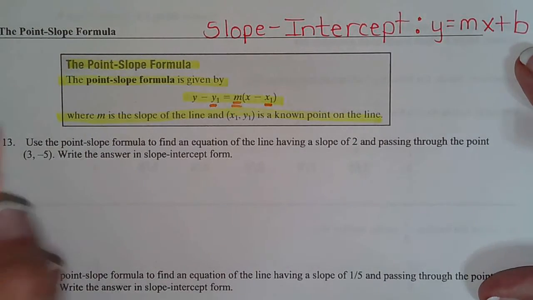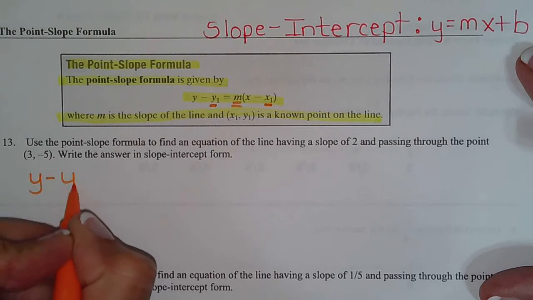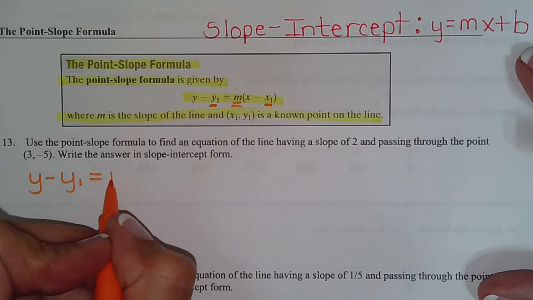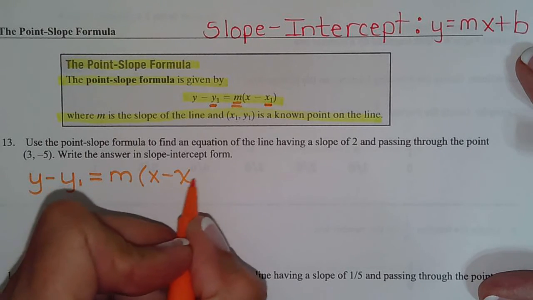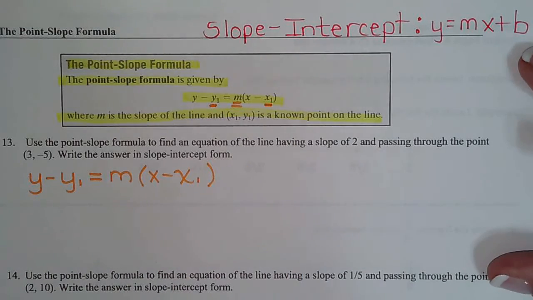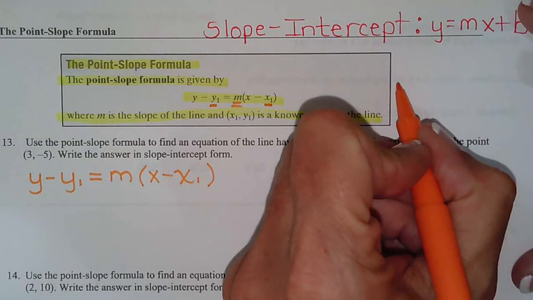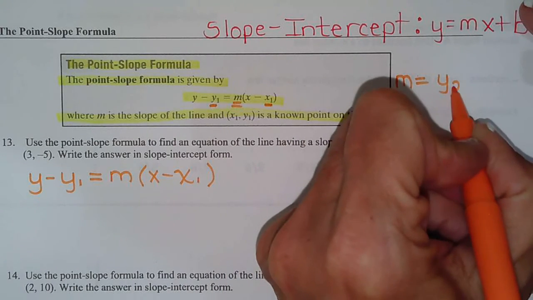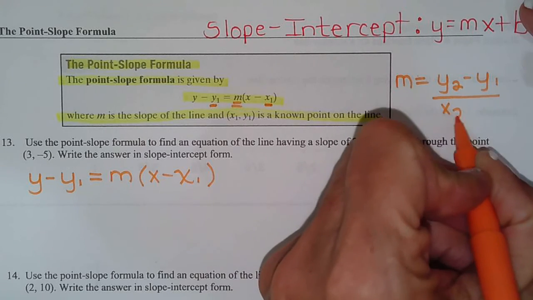So this one says use the point slope form. So remember what I said, if you write something 7 times, you'll have it memorized. So y minus y1 equals m times x minus x1. So just copied the formula from up there. And by the way, if you ever forget this formula, it comes from slope. So let me show you where it comes from. So slope is the second y minus the first y over the second x minus the first x.